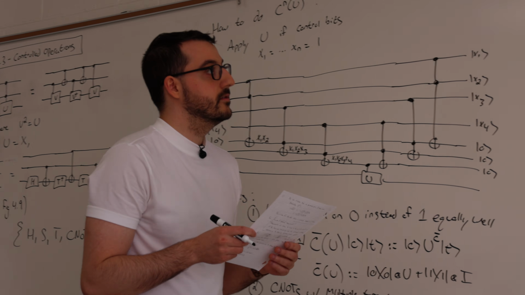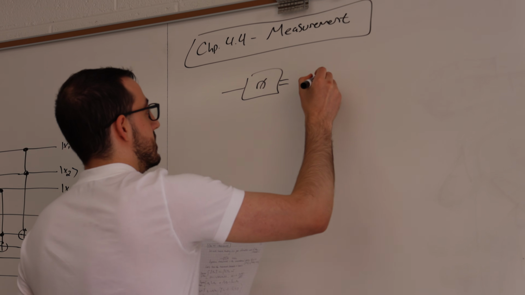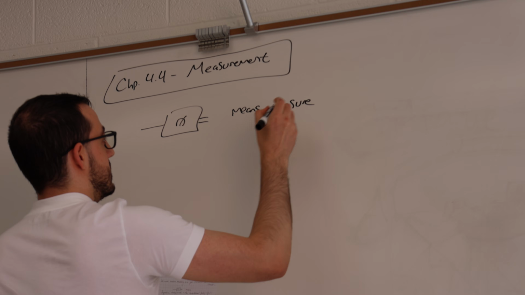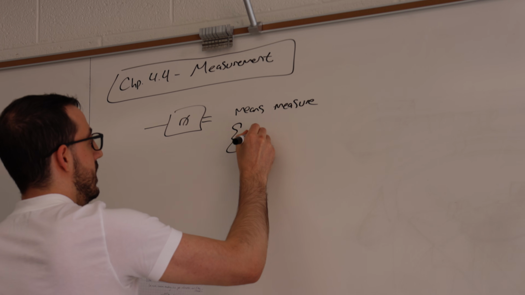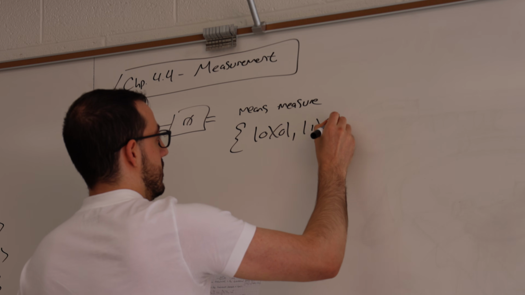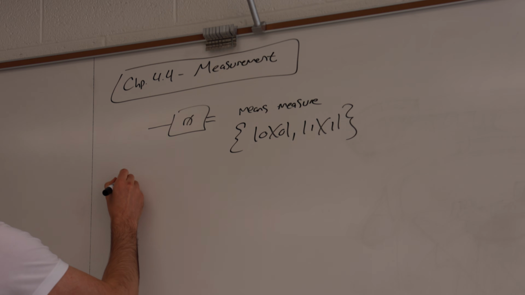Let me remind you that this symbol means measure, in the computational basis. So we use the projective measurement operators |0⟩⟨0| and |1⟩⟨1|. Let's just review our third postulate to get some context and understand what this means. It won't hurt to review this.